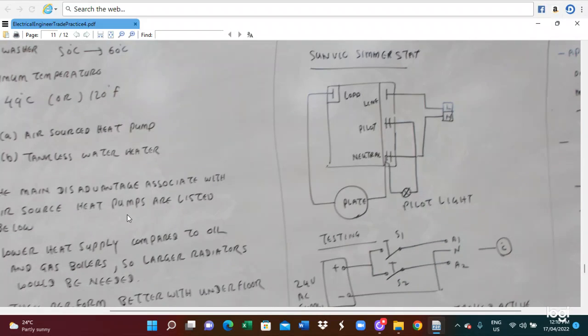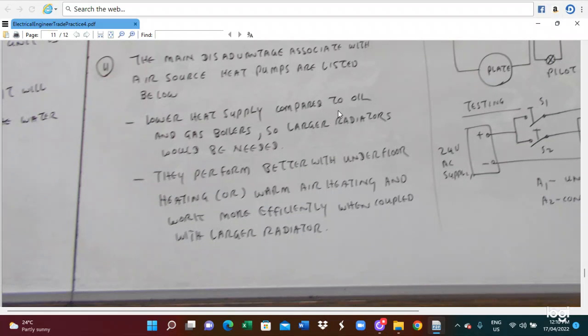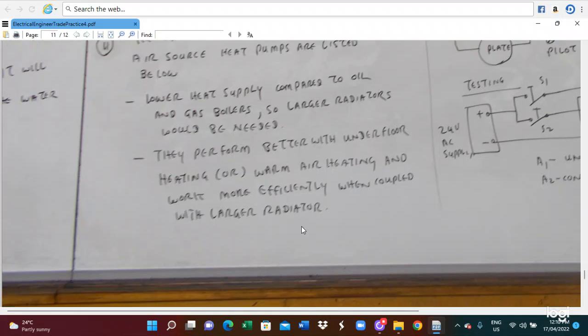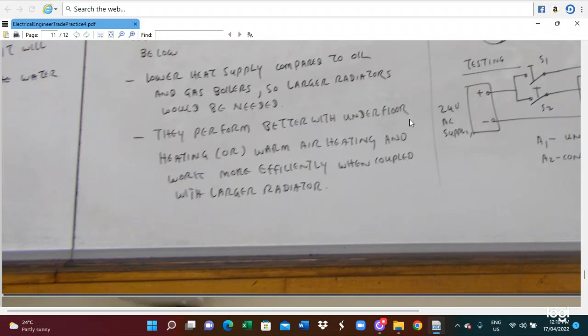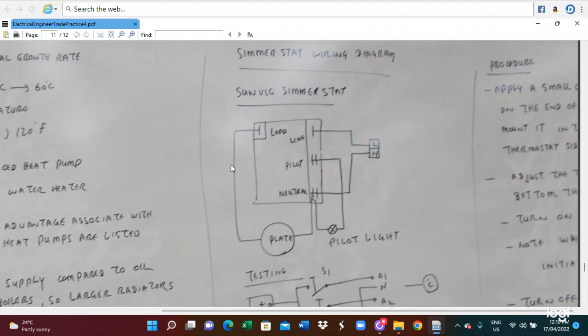So the disadvantages associated with the air source heat pumps are listed below. Lower heat supply compared to oil and gas boilers, so larger radiator size is needed. They perform better with underfloor heating and warm air heating and work more efficiently when coupled with larger radiators. So these are their properties.